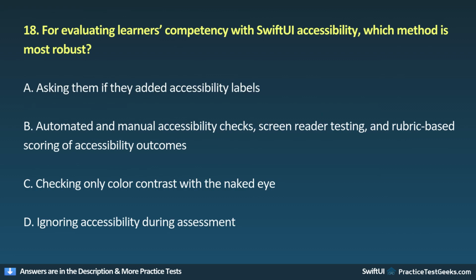18. For evaluating learners' competency with SwiftUI accessibility, which method is most robust? A. Asking them if they added accessibility labels. B. Automated and manual accessibility checks, screen reader testing, and rubric-based scoring of accessibility outcomes. C. Checking only color contrast with the naked eye. D. Ignoring accessibility during assessment.